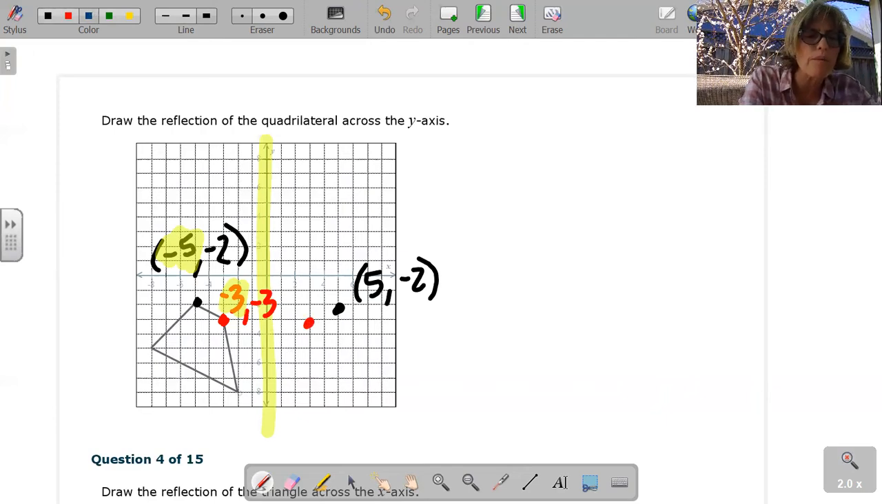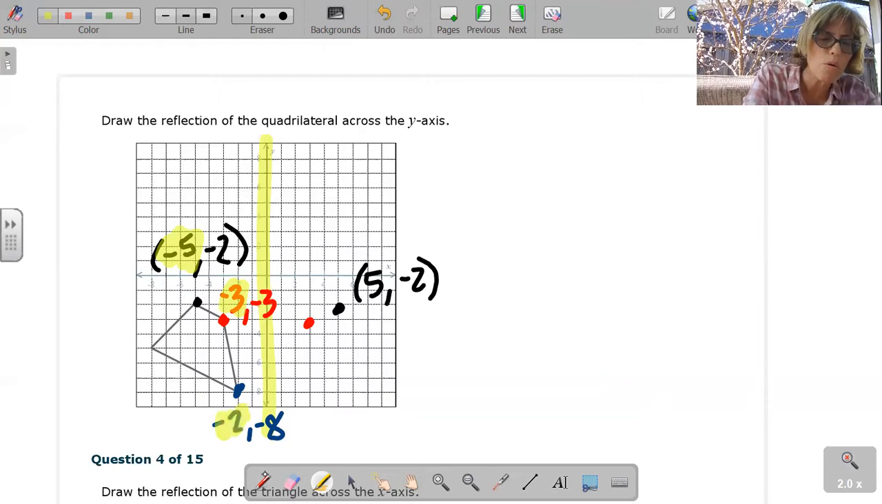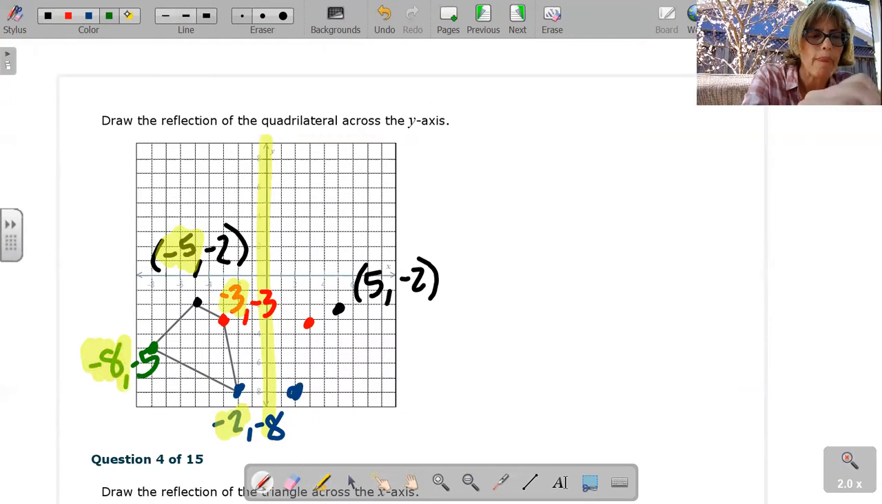And you just keep going. This is negative 2, negative 8. We're flipping the x coordinate. And this one over here is at negative 8, negative 5, flip the x coordinate, and we get 8, negative 5.